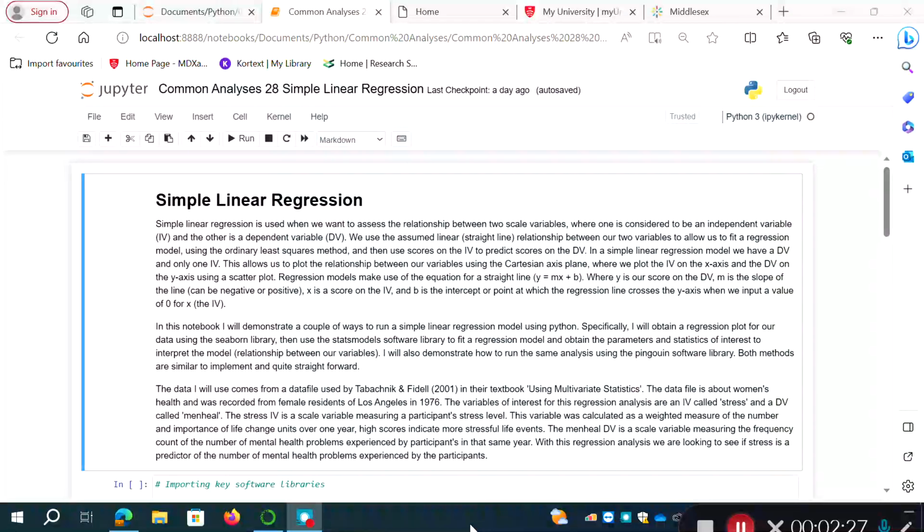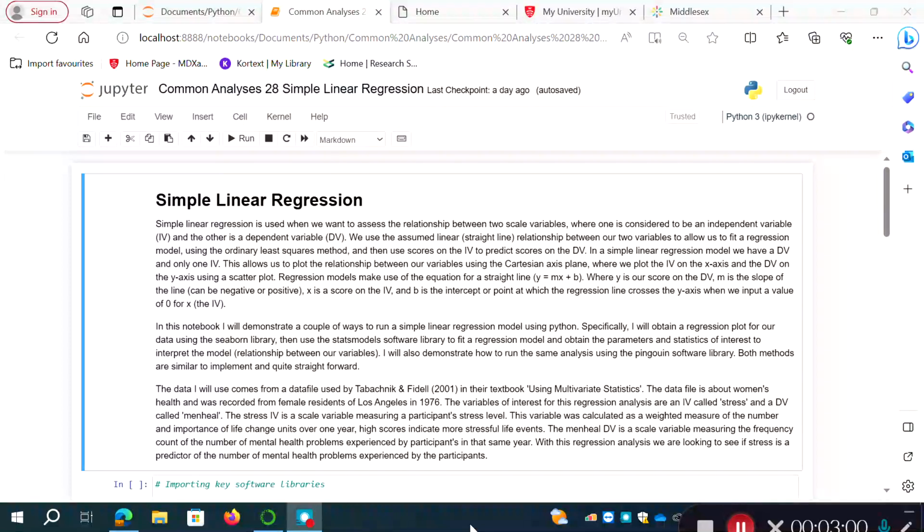You'll often see the regression equation written slightly differently to this. It's often written as y equals alpha plus beta x, where alpha is the intercept and beta is the slope of the line. So alpha replaces the b in y equals mx plus b, and beta represents the m for the slope. Sometimes you see it written with a plus epsilon, which would be a small error term.